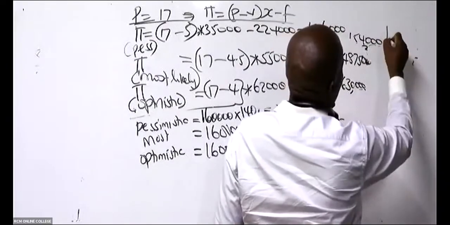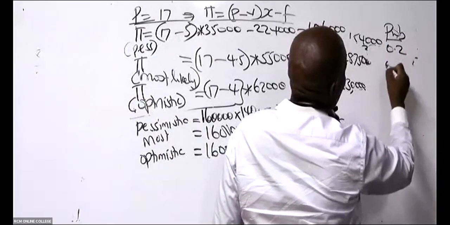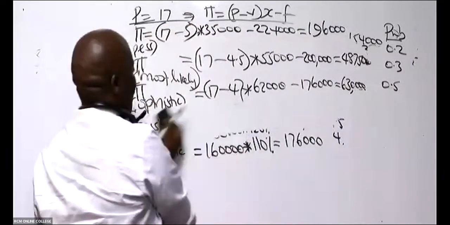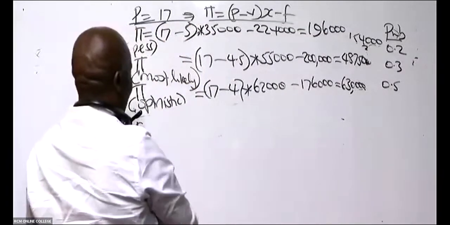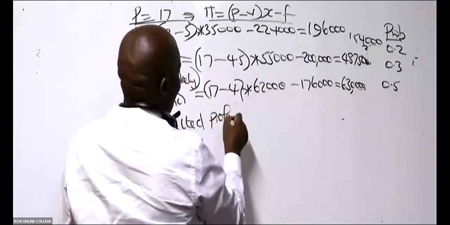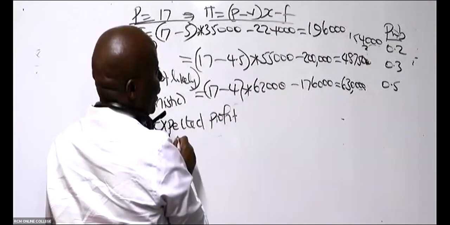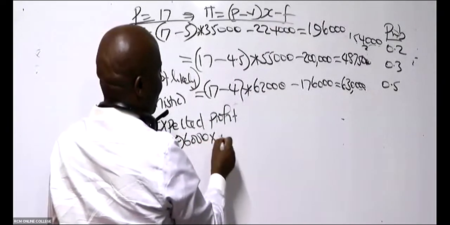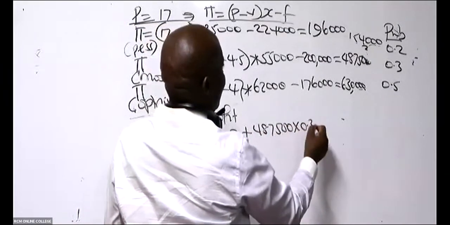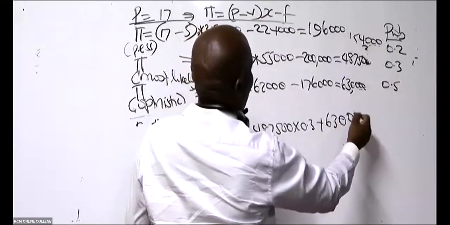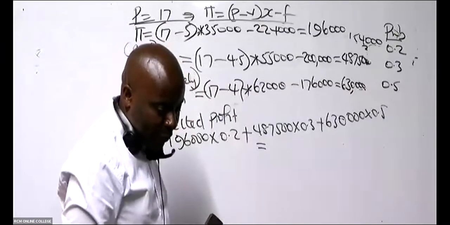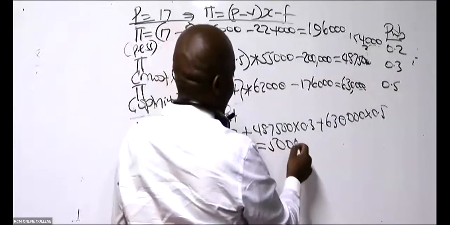So remember our probability is still for the three environments, 0.2, 0.3, and 0.5. So then we can very easily give our examiner the expected profit. So we are taking there 196,000 times 0.2 plus 487,500 times 0.3 plus 630,000 times 0.5, which gives us what figure at the end of the day? 500,450. Thank you so much.